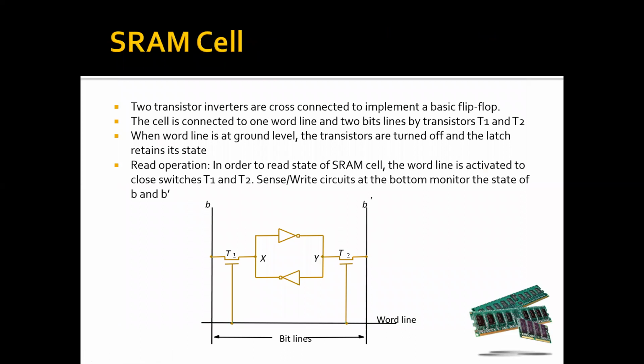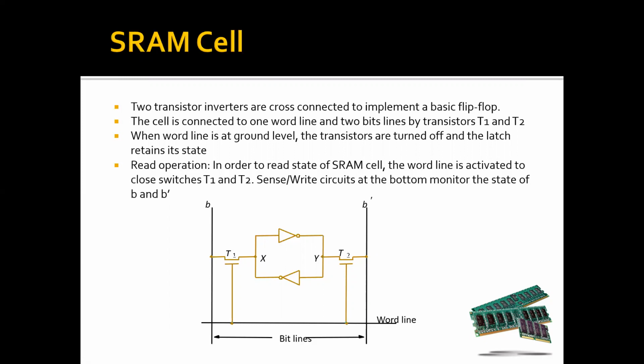Now talking about the SRAM. 2 transistor inverters are cross-connected to implement a basic flip-flop over here. The cell is connected to one word line and 2 bit lines by transistors T1 and T2. You can see over here how it is being connected. When the word line is at ground level, the transistors are turned off, and the latch retains its state.